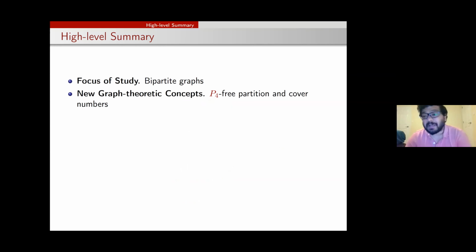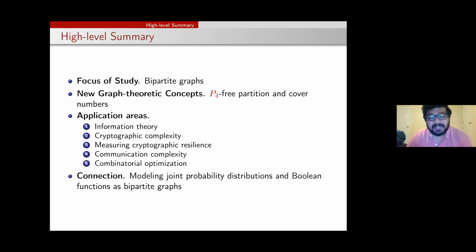Today we will be considering bipartite graphs particularly, and we will introduce two new graph theoretic concepts called P4-free partition and cover numbers. And there will be several applications of these two concepts to various fields like information theory, cryptographic complexity, measuring cryptographic resilience, communication complexity, and combinatorial optimization. And all these connections are established by modeling joint probability distributions and Boolean functions as bipartite graphs.